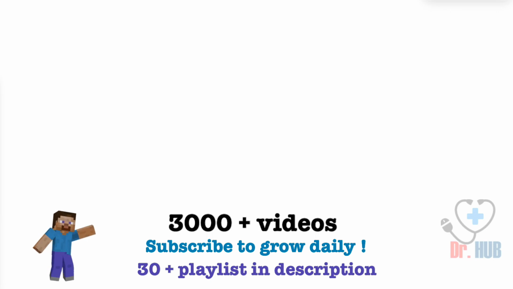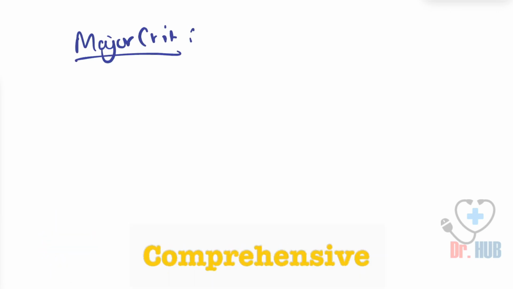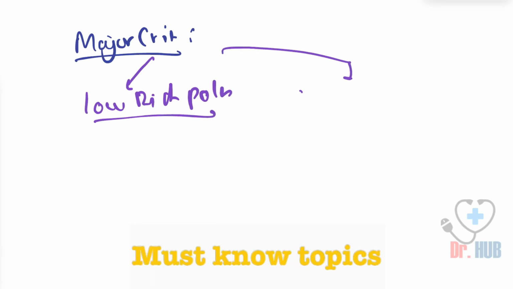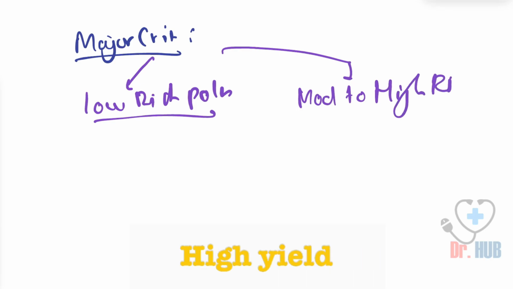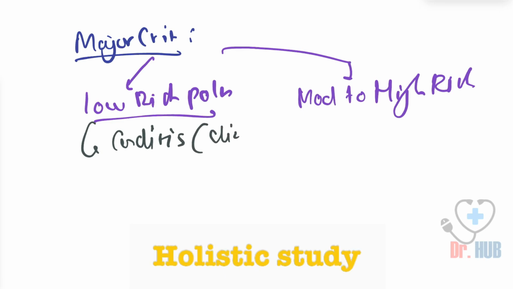To begin with, we look at the major criteria. Under the major criteria, there are two headings: the low risk population, and the moderate to high risk population. What happens in the low risk populations? In the low risk population, there is the presence of carditis, which can be clinical or subclinical.